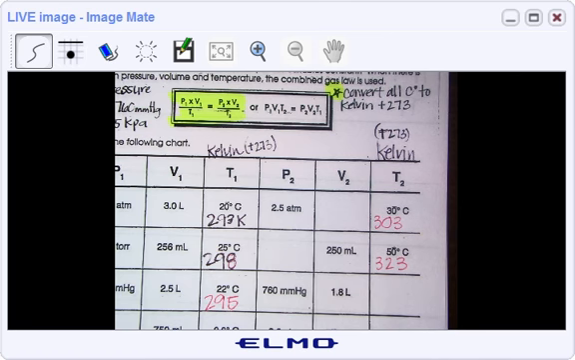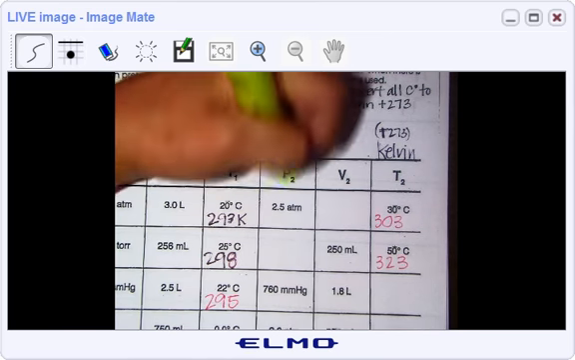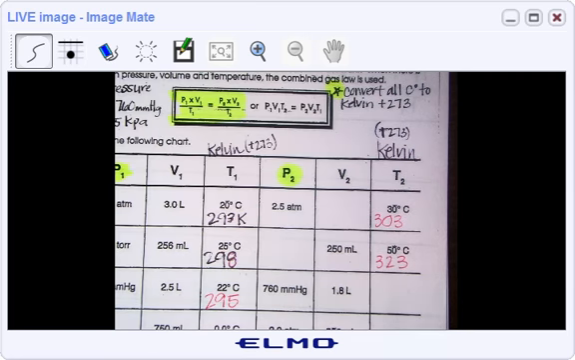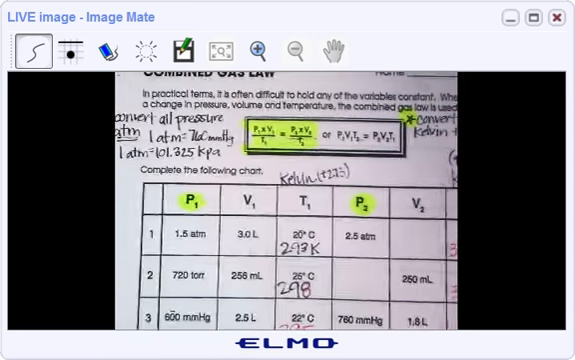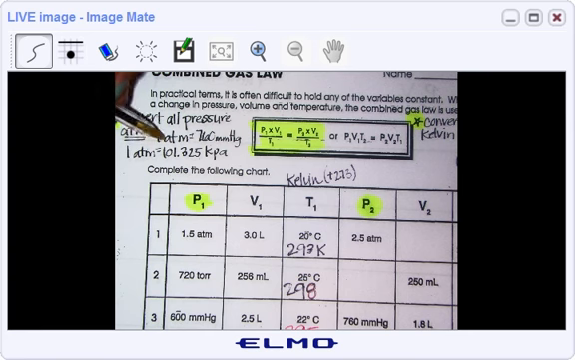All your pressures do need to be converted. So we have P1 and we have P2. I wrote the conversion up here at the top left-hand corner. It needs to be converted to atm for atmospheric pressure. So if it's in mmHg, you divide by 760. If it is in kPa, you divide by 101.325.